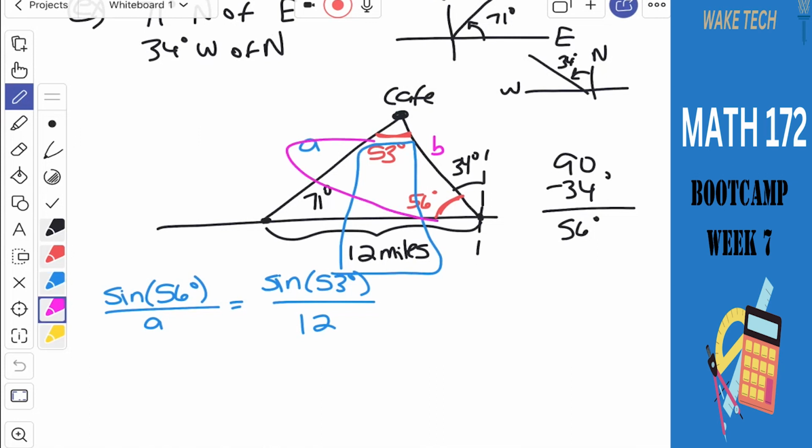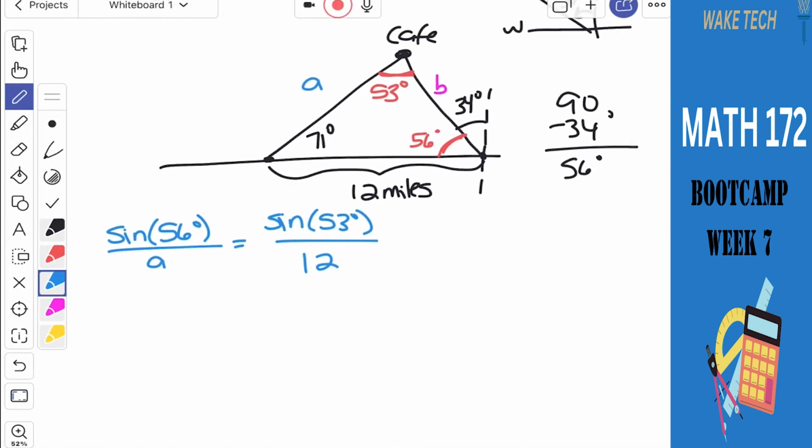Looking at the 53-degree angle and its partner, the 12-mile side, 53 is pretty close to 56, right? It's not a big difference. So when finding side A, I don't expect it to be a whole lot bigger. Its angle is bigger than 53, so the side should be bigger than 12, but not dramatically bigger. I'm not expecting it to be 30 miles. Will it be 13? 14? I'm not entirely sure, but I am expecting it to be pretty close to 12. Keeping that in mind, we can assess our answer at the end.